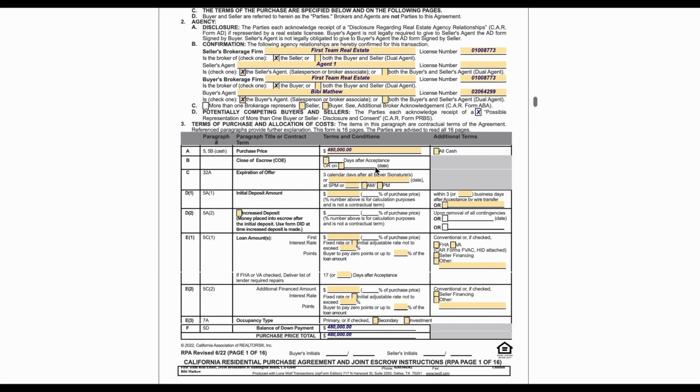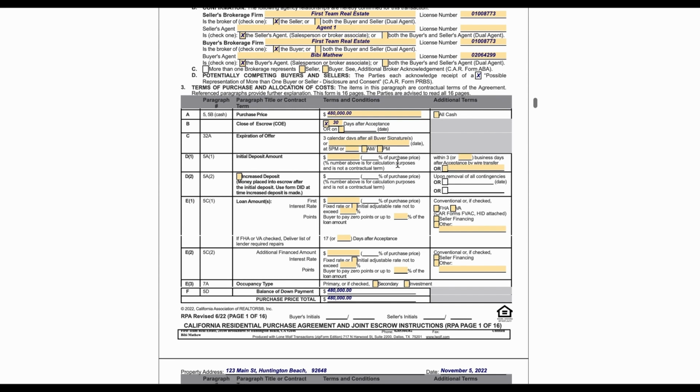Close of escrow is how much time you're going to close this deal by. Most common is 30 days, but you can make it shorter to make your offer more appealing to the seller. Expiration of offer is how long the seller has to accept this offer. Standard is 3 days.